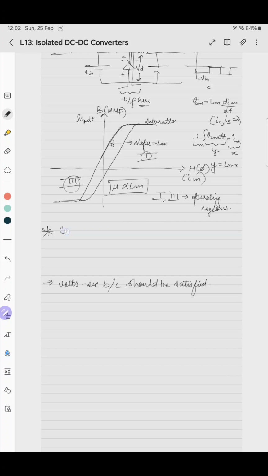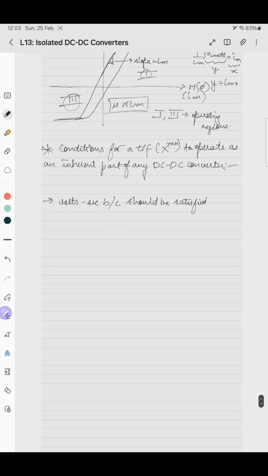So here I'll write conditions for a transformer, or transformer is like, this is the shortcut abbreviation for transformer. Condition for a transformer to operate as an inherent part of any DC-DC converter. First part is that the voltage second balance should be satisfied.